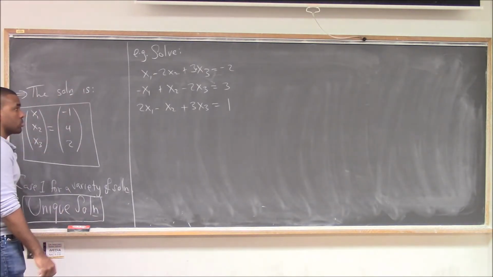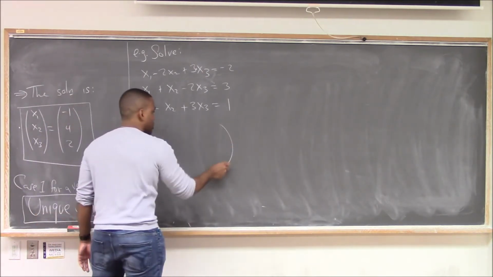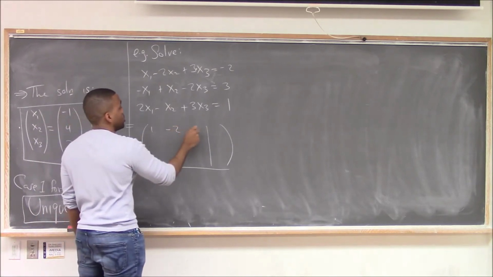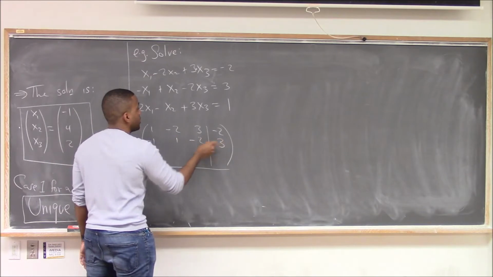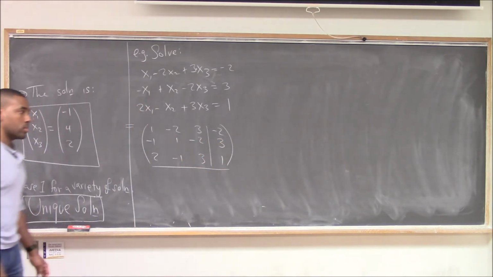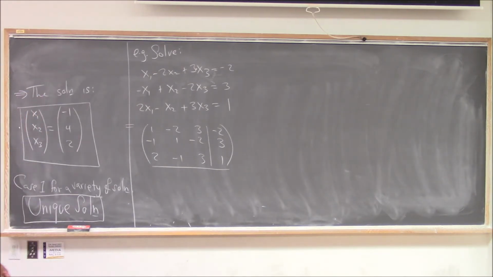Again, we do the same thing. Throw this guy into an augmented matrix: 1, minus 2, 3, minus 2; minus 1, 1, minus 2, 3; 2, minus 1, 3, 1. And now I want to find the row echelon form of this guy.